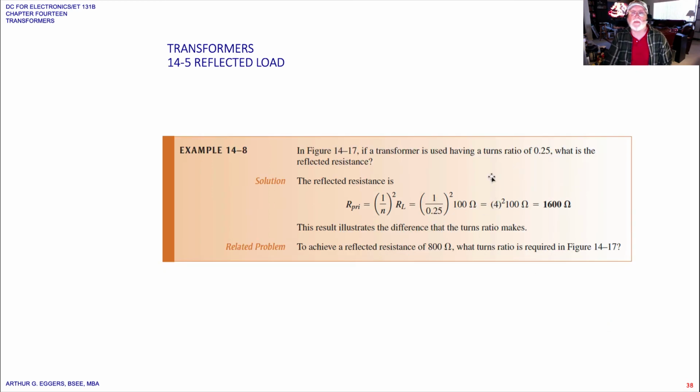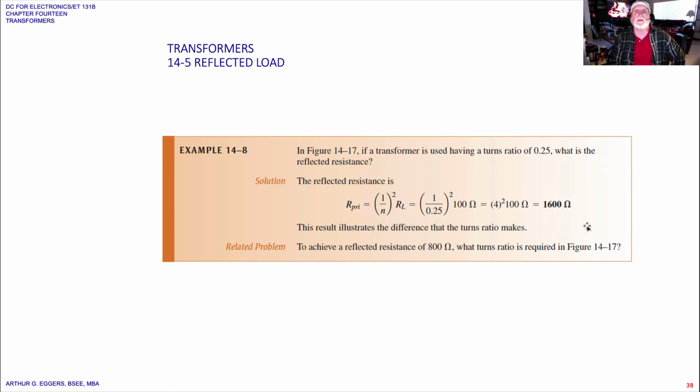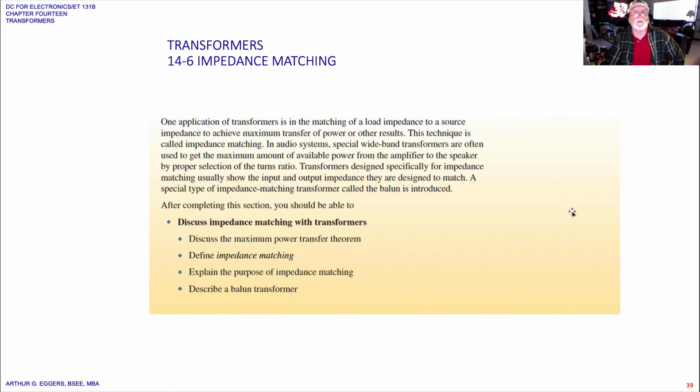In another example, we're going to use a turns ratio of 0.25. So we put 0.25 in the denominator, 1 over N squared, again times 100 ohms, and the value comes out to 1.6K, or 1600 ohms of resistance. This result illustrates the difference that the turns ratio makes in calculating the reflected load.